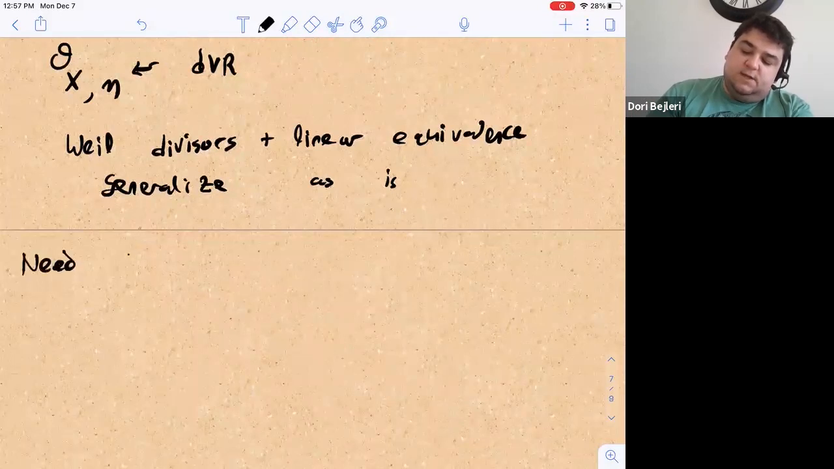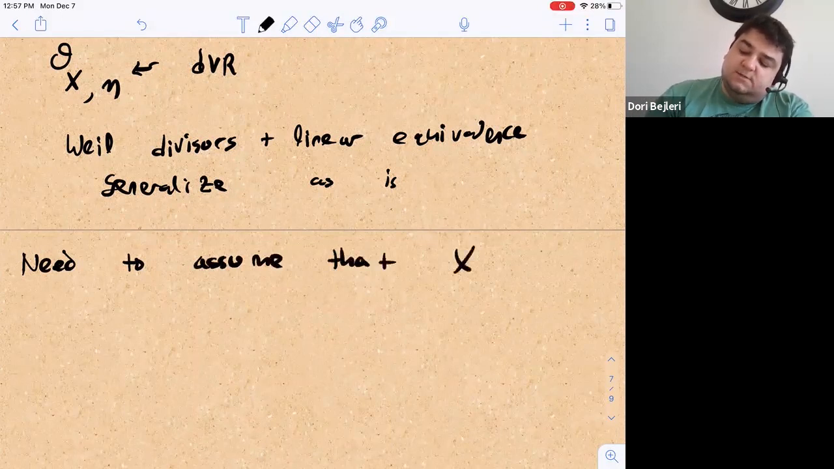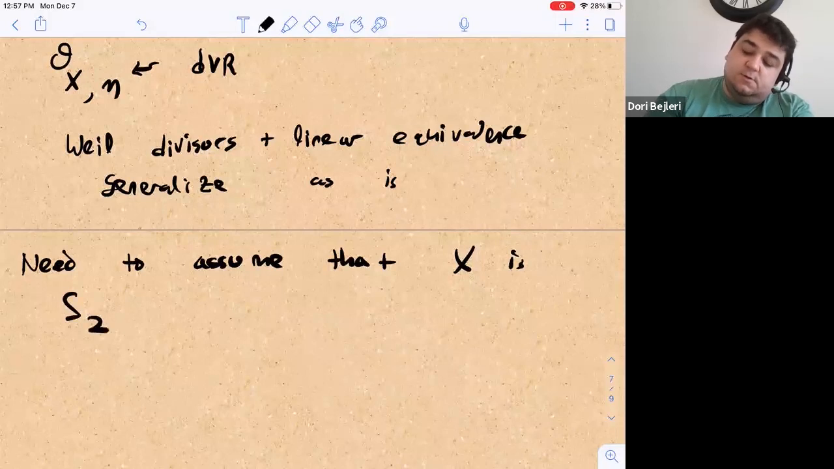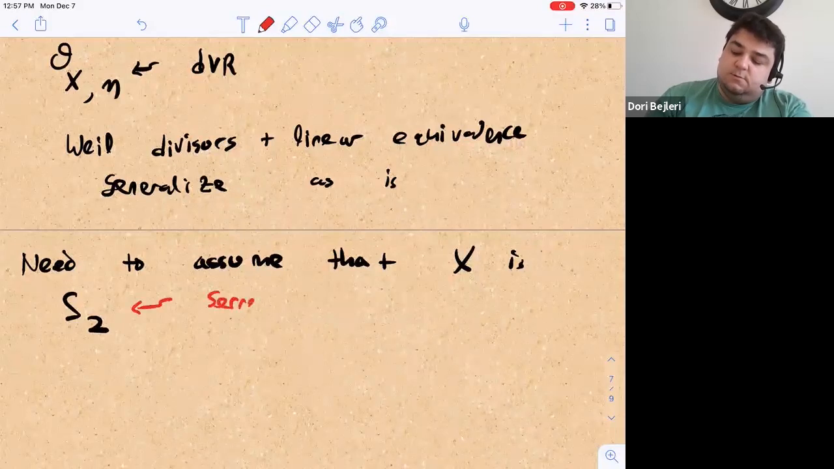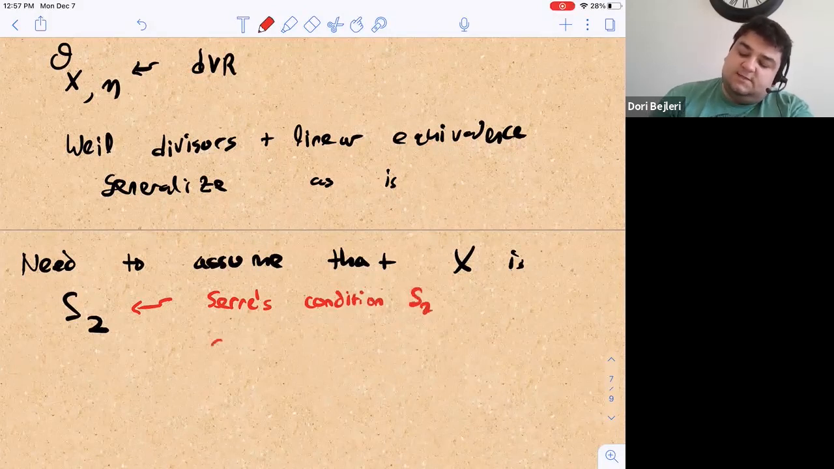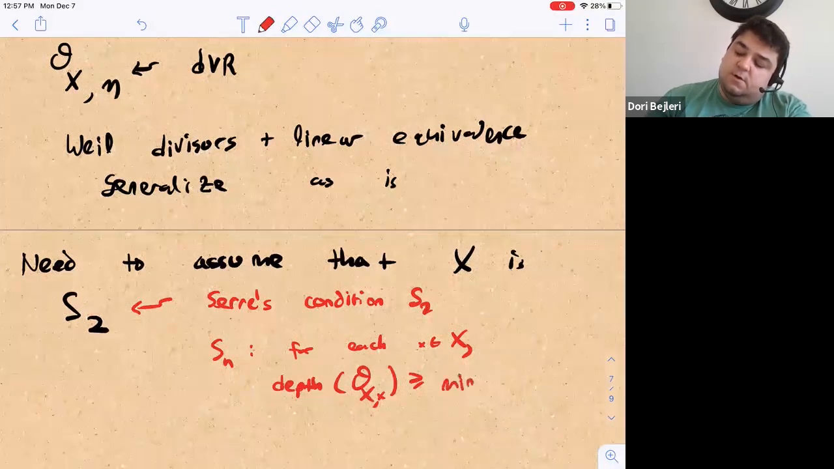So we need to assume that X is S2. So this is one of Serre's conditions. So normal varieties are automatically S2. And in general, Sn is the condition that at any point x the depth of the local ring O_{x,X} is greater than or equal to the minimum of n and the dimension.